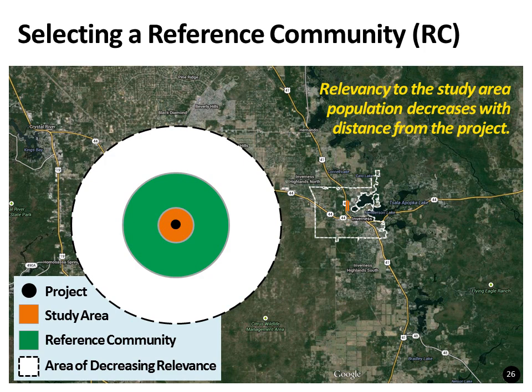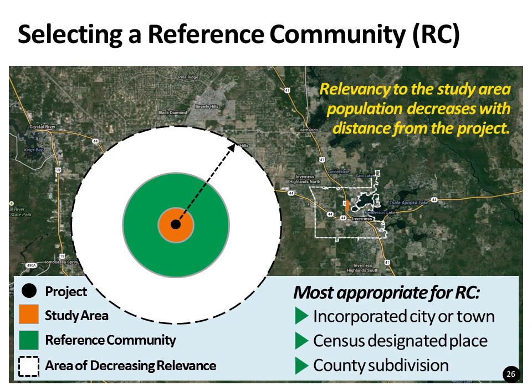A reference community's relevancy to the study area population decreases with distance from the project. When selecting a reference community, it's best to use the smallest political unit or units encompassing the study area, such as an incorporated city or town. If the study area is located in an unincorporated area of the county, a census unit, such as a census-designated place or county subdivision, can be used. Political units or census units are used because important information needed for your analysis is reported by the census.